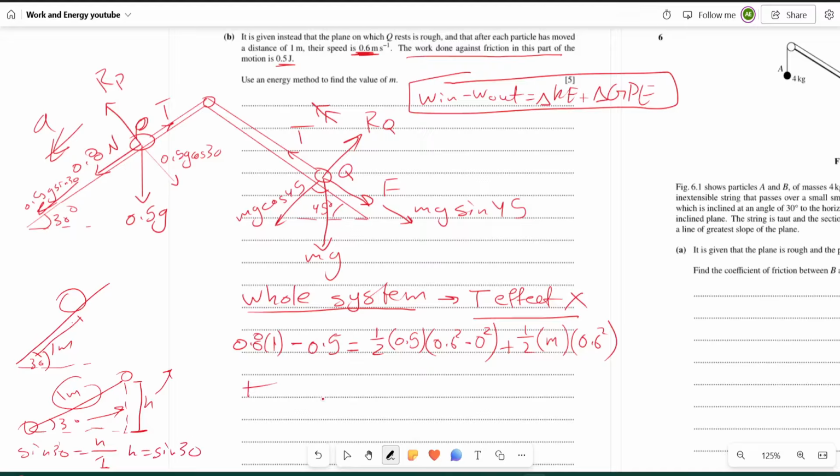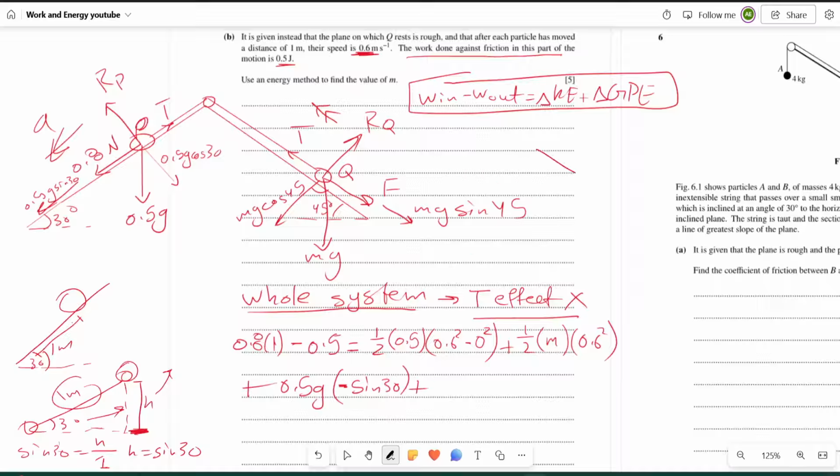So GPE for P is going to be the mass of P times g times the height. However, it started from here and it ended up below its initial starting point, so it's going to be negative sine 30. Plus GPE for Q.